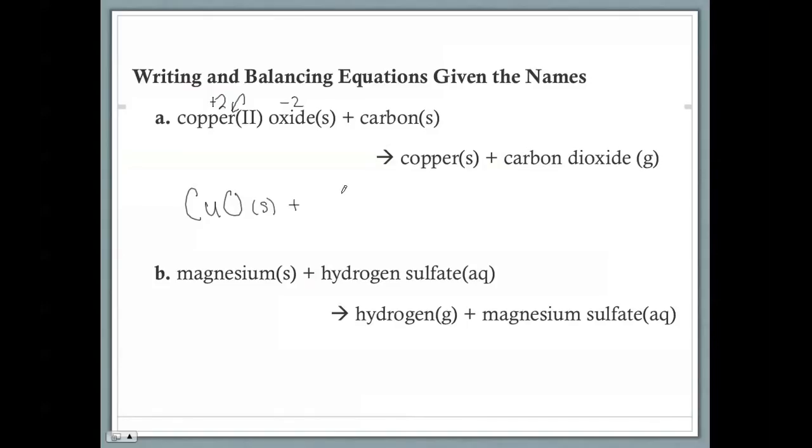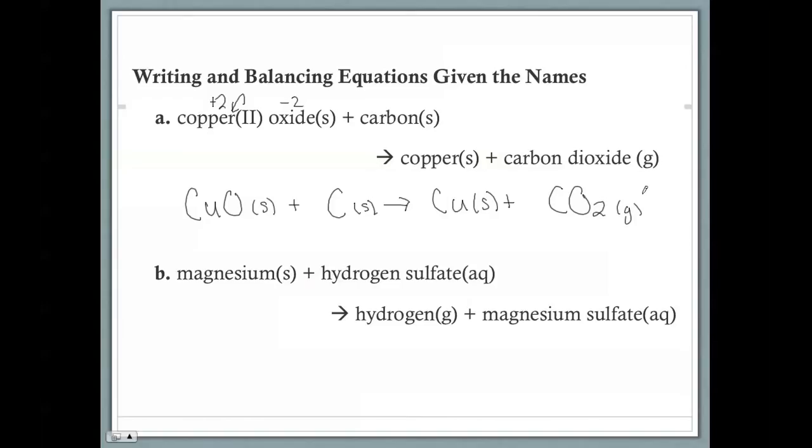Carbon is not diatomic, so I can just write a C for carbon. Arrow, copper is also not diatomic, so Cu by itself. And then carbon dioxide, this is one of the more common ones I've asked you to make sure you know for this unit, which is CO2. The prefix di means you have 2 of them.